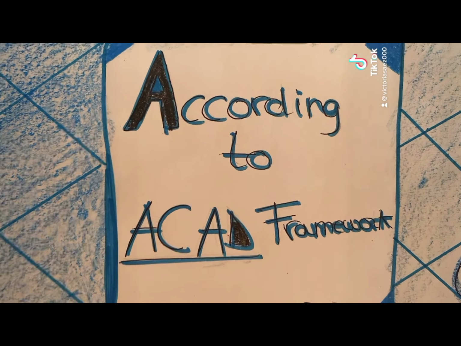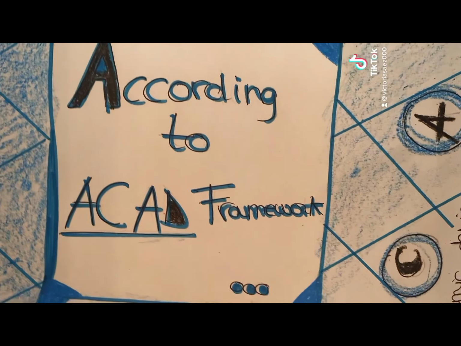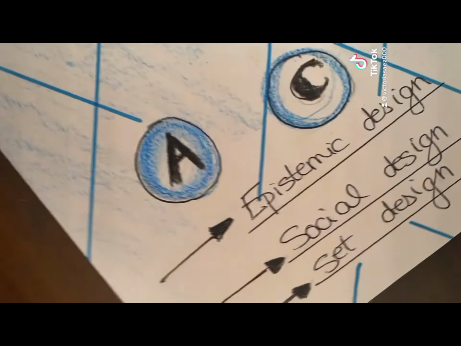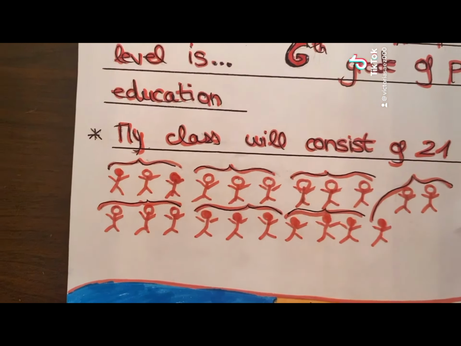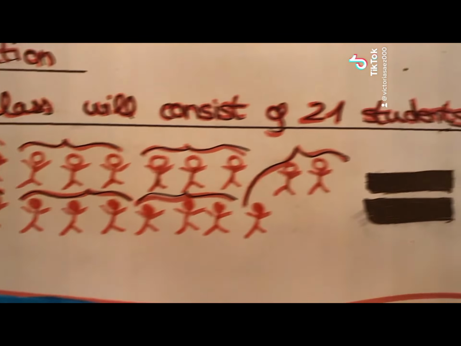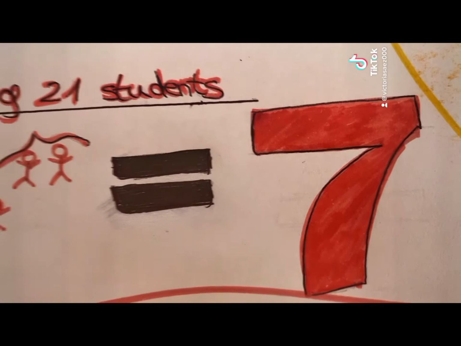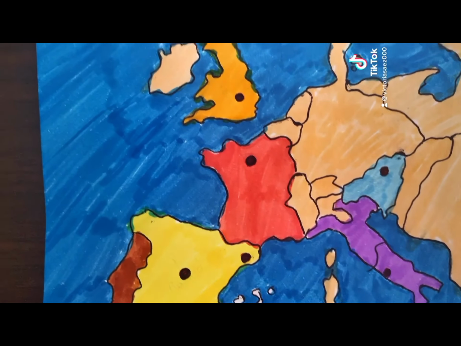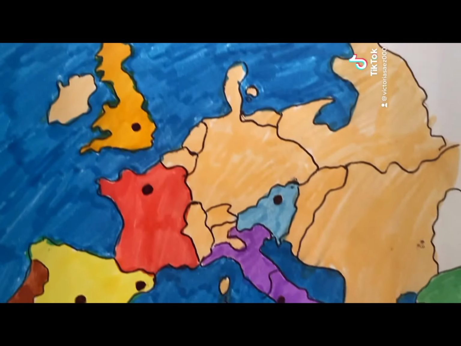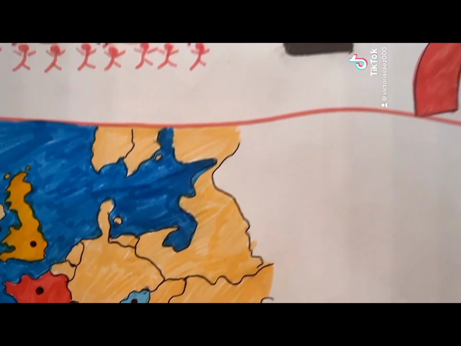According to the ACAD, Activity Center Analysis and Design, that is a framework that explains and understands complex learning situations, my class will consist of 21 students. In our set design, we're going to divide the class into groups of 3, so there will be 7 groups in total. Each group will choose a city in Europe from this list of cities: Madrid, Barcelona, Paris, Rome, Athens, London, and Vienna. This project is for the social science subject.